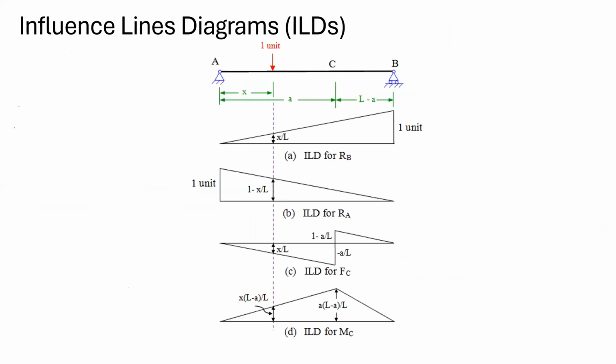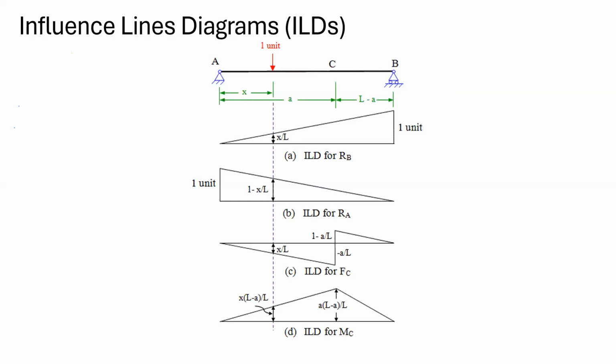Next part is the influence line diagram. This is a very interesting topic in structural analysis. Suppose there is a unit load moving from A to B. How the reactions at A and reactions at B are going to vary will be shown by the ILD.